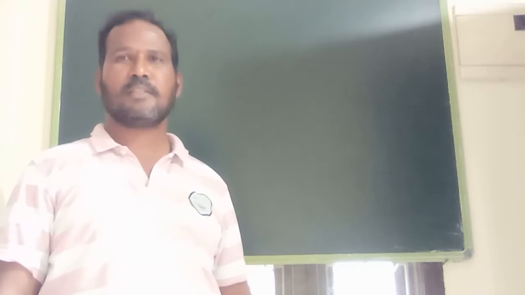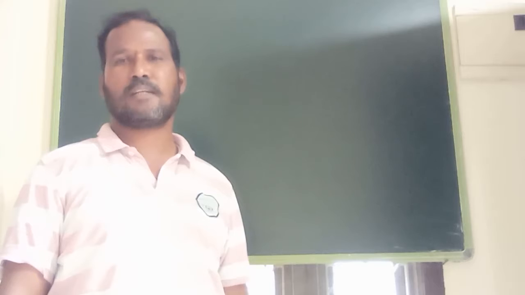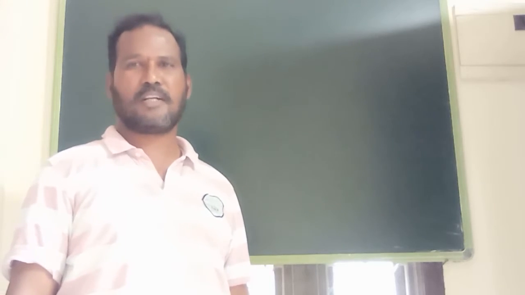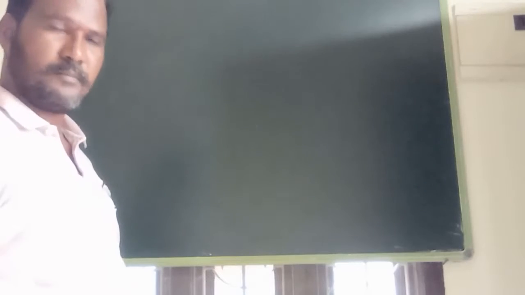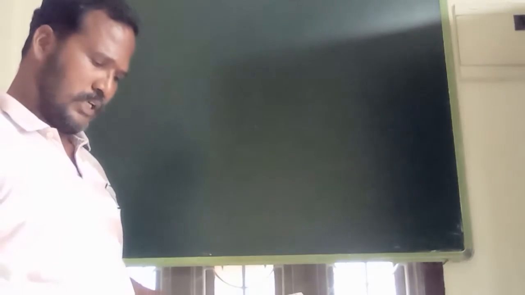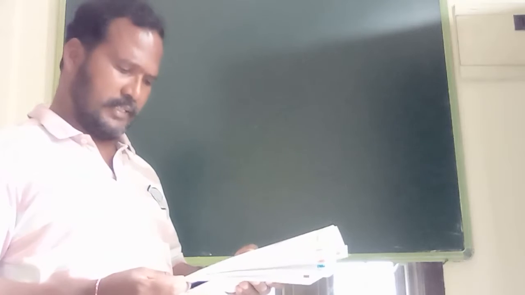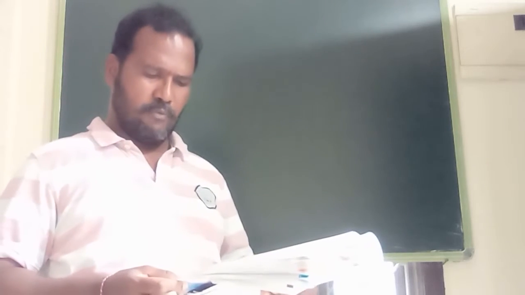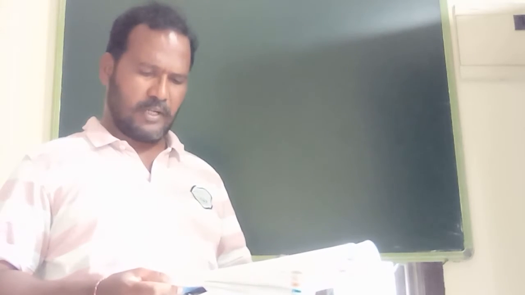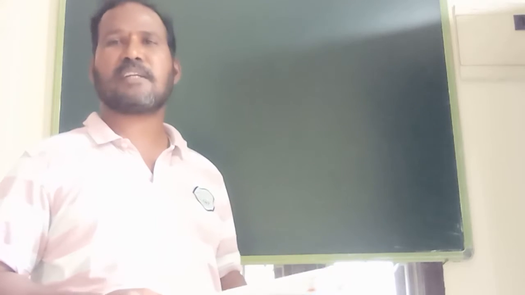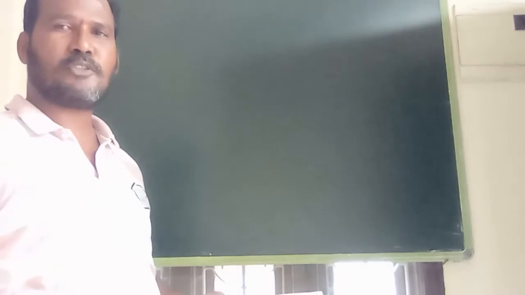Problem on circumference of a circle from 8th standard. The problem will be like this. The circumference of a circle is 22 centimeters. Find its area and also find the area of the semicircle.